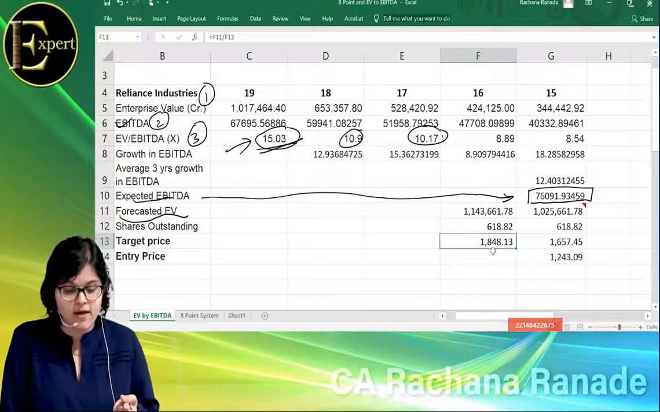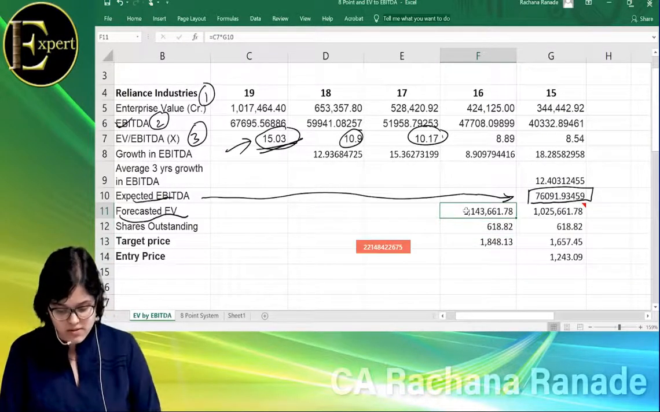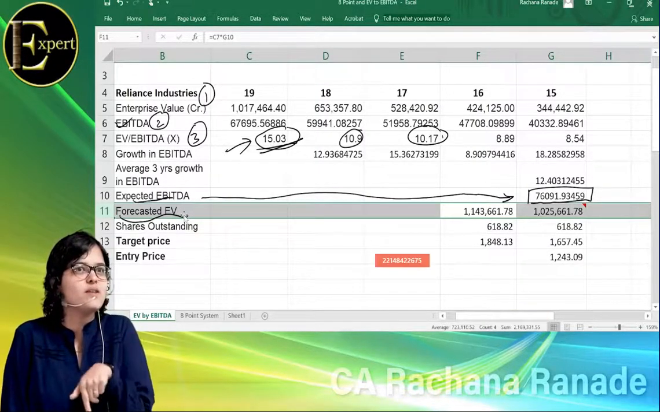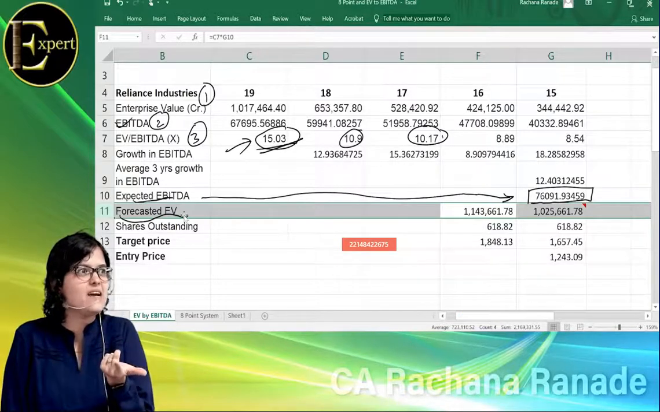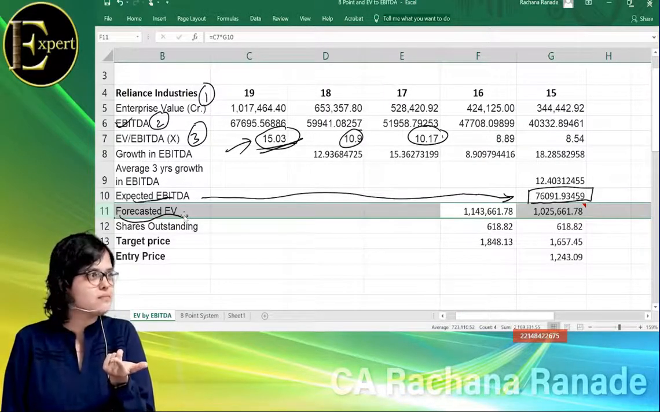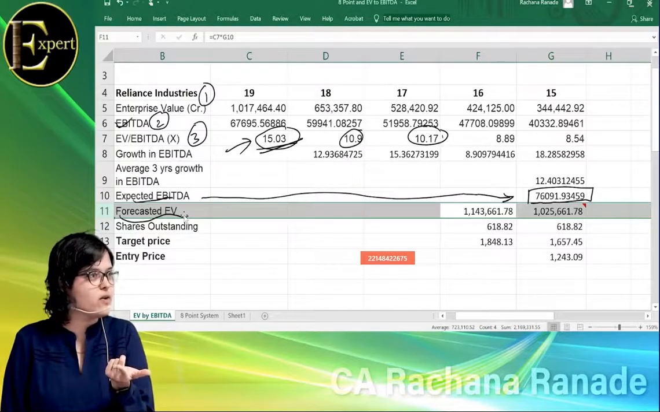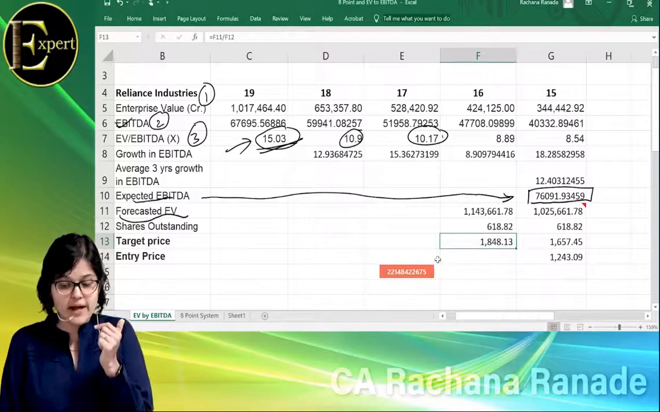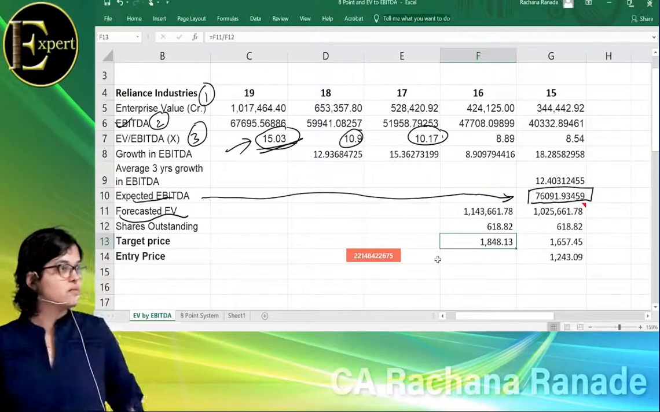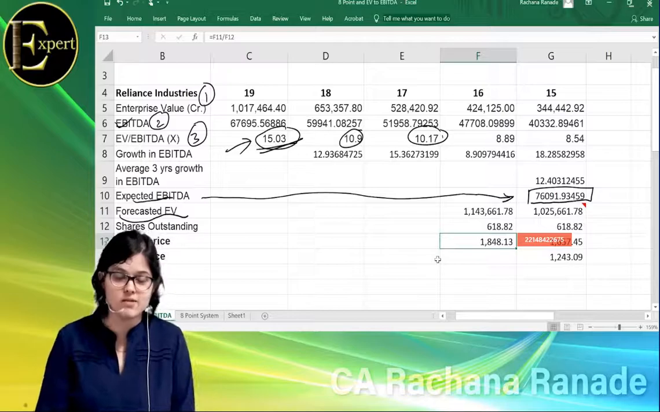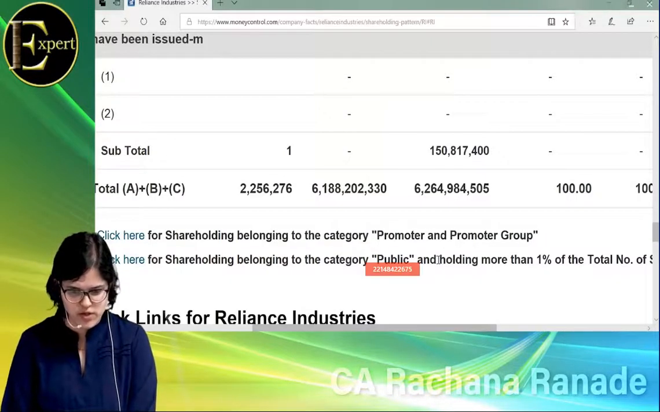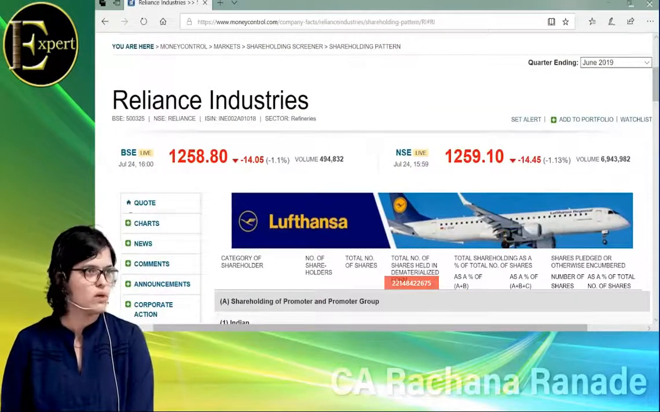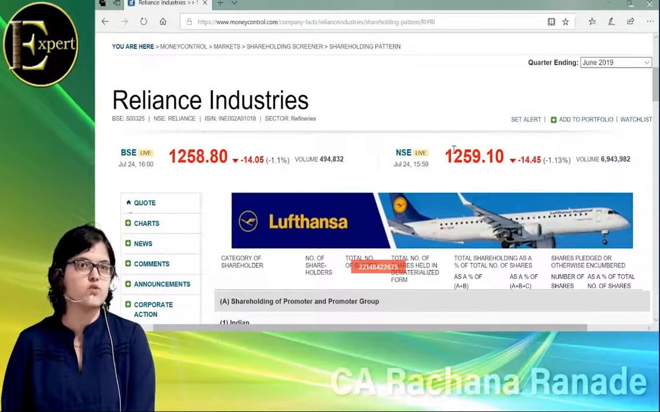No, no. Why? Because this was what? This was the forecasted enterprise value. Not this year. This is 2020 year ended. This is the future value that we are trying to calculate. With me? Yes. So ideally it should be at 1848.13 at the end of 1 year. Ideally. Now the question is, do we have an investment opportunity here? For that we should know what is the current market price and see. Current market price of Reliance Industries is 1249.